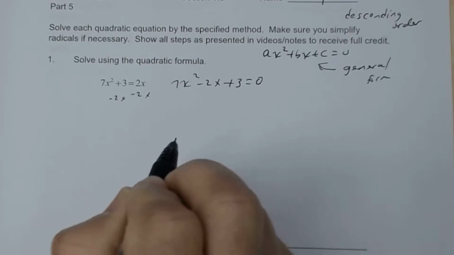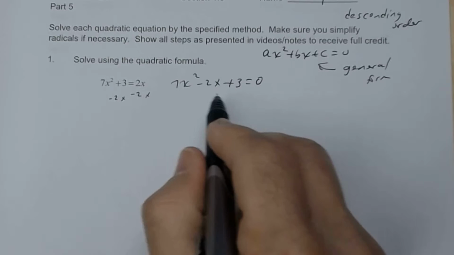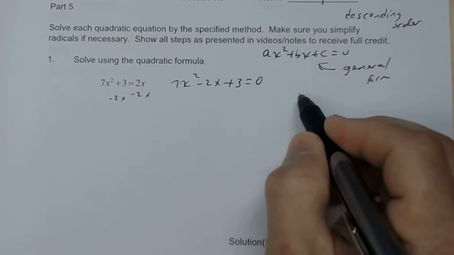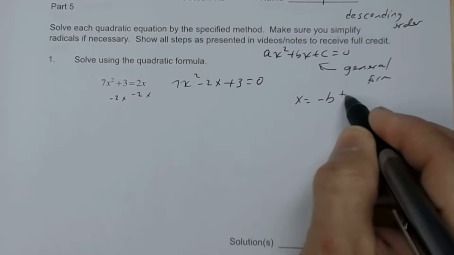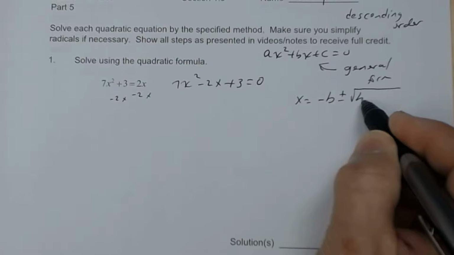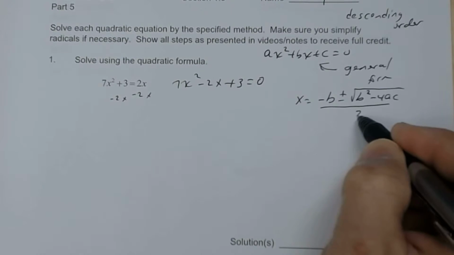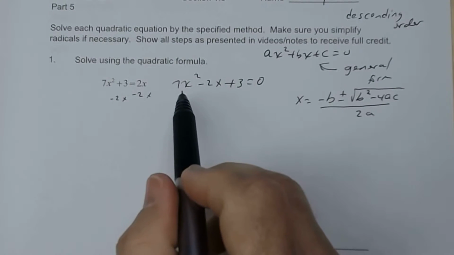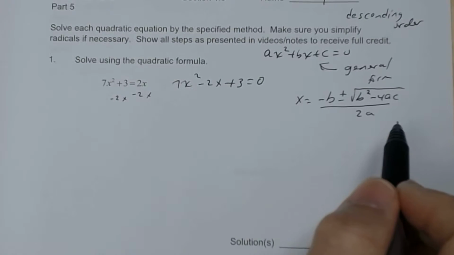equals 0. Now the quadratic formula states that the solutions to this quadratic equation, which is in general form, since this is my variable x, is x equals the opposite of b plus or minus the square root of b squared minus 4ac, divided by 2a. So that's the quadratic formula. All we're going to do is take the values of a, b, and c and substitute them back into this formula.